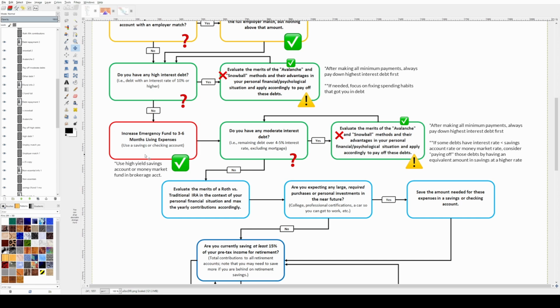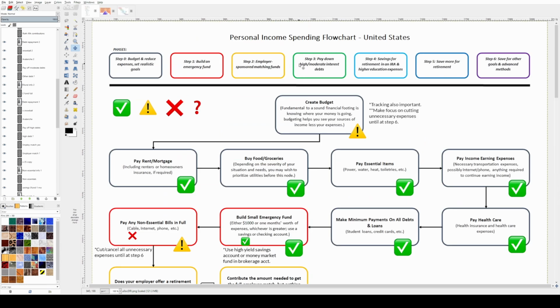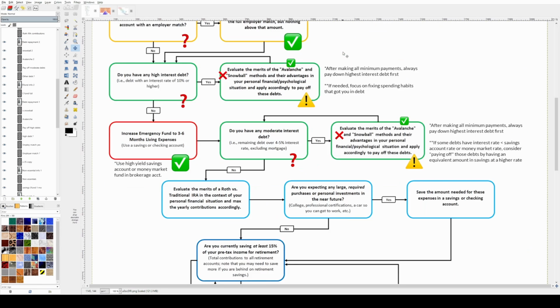But assuming that's not the case, you can simply focus on knocking out any of that moderate interest debt because it's a great feeling to be debt free anyway, and there is some argument to be made for the psychological benefit of that. In that case, assuming you paid off your non-mortgage debts, you can move on to step 4, which is saving for retirement in a traditional or Roth IRA.